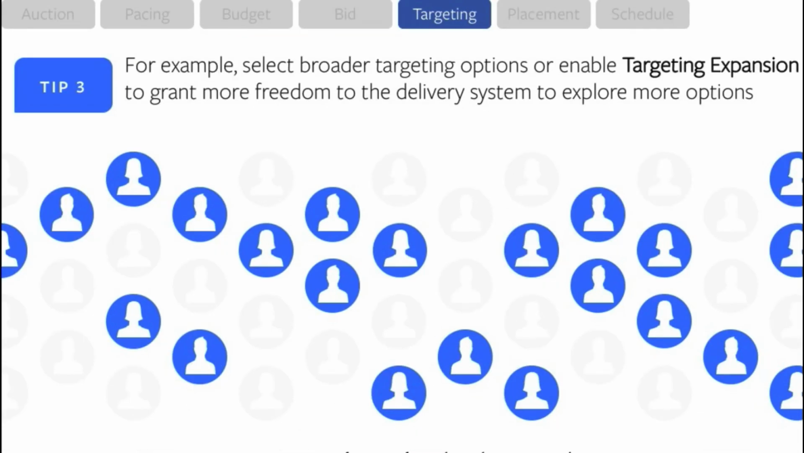Additionally, targeting expansion is another way to grant more freedom to our delivery system to optimize for better results. This new feature is mostly for direct response advertisers and is available for website conversion and mobile app install campaigns.